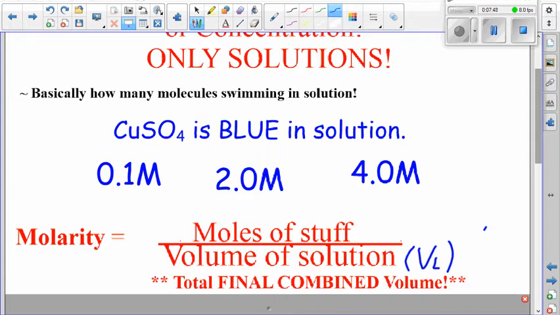And that volume, by the way, is the total combined volume. So I know that salt has its own volume, water has its own volume. When you mix those together, their total volume, like all the volume added up, that is the volume of your solution. Okay, your total volume.